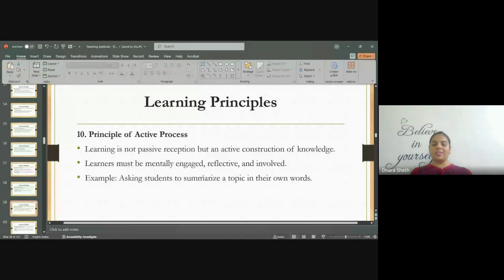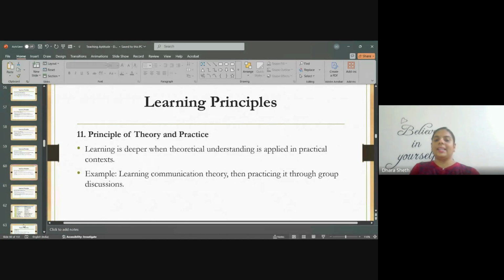Principle of active process. It is not passive reception, but active construction of knowledge. It's not that you keep listening and it happens. No, you have to be actively, mentally engaged in it. You have to think over it. Like asking students to summarize a topic in their own words. Theory and practice. When theoretical understanding is there, but it is applied practically, that is when it becomes deeper.